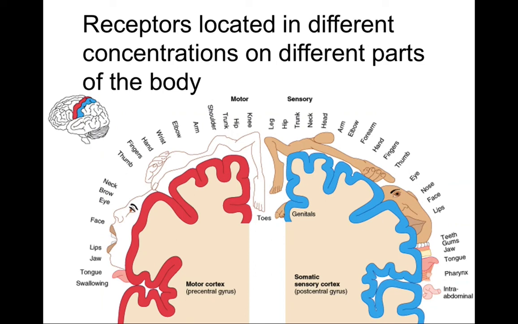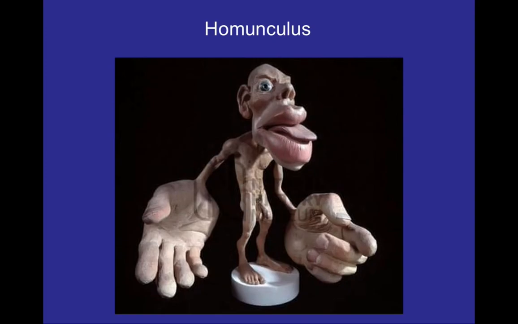So one of the biggest takeaways from this slide is that the surface area of the brain is directly correlated with the receptor density throughout the body. There is a three-dimensional depiction of receptor density that I want to show you. It is this structure that is called the homunculus.